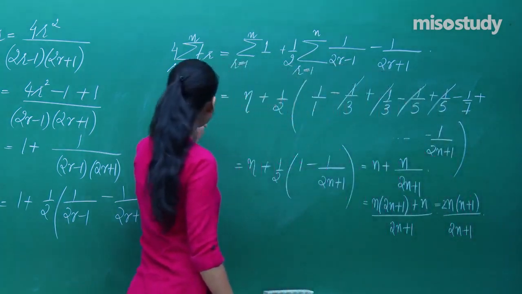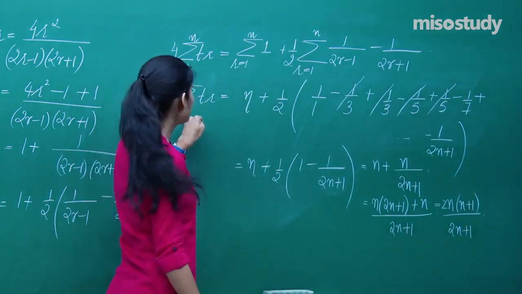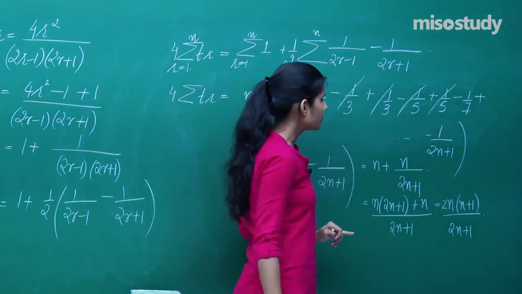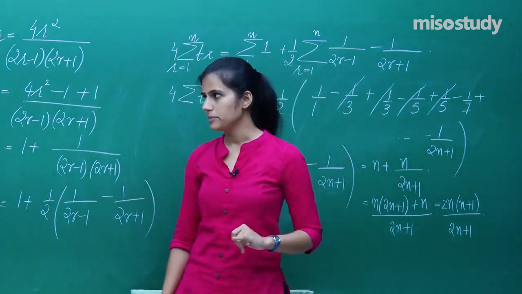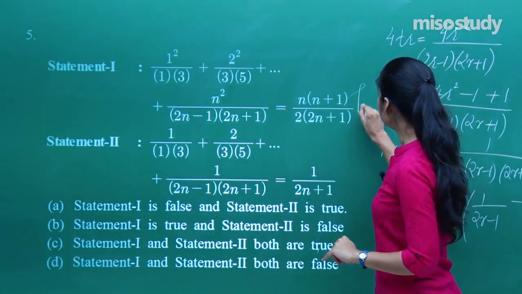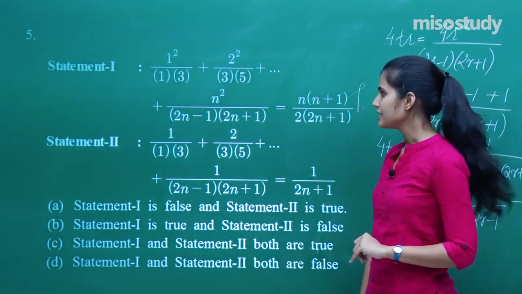And therefore this is 4 times of summation tr. So summation tr will be this thing whole upon 4, which is n into n plus 1 whole upon twice of 2n plus 1. Yes, this is true. So statement 1 is true.